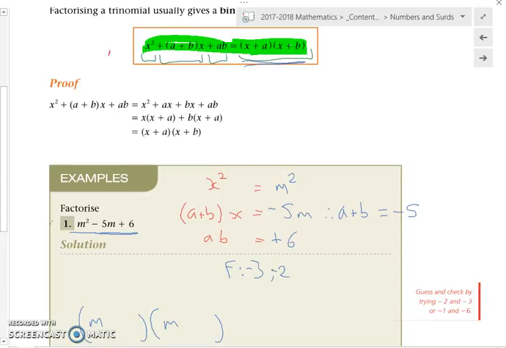Does that make sense? Now, does it matter which one's A and which one's B? Nah, not diddly squat. So we got -3, -2. That makes sense? Good.